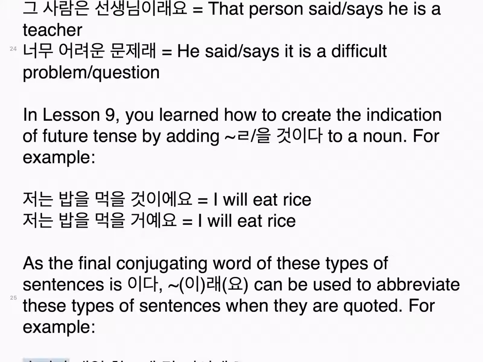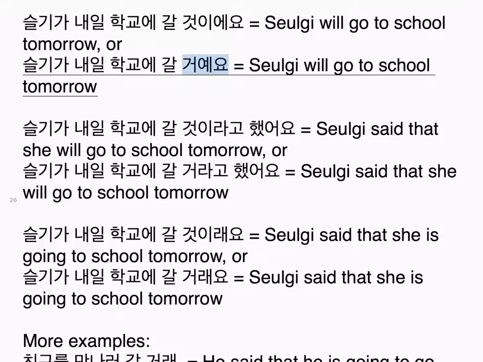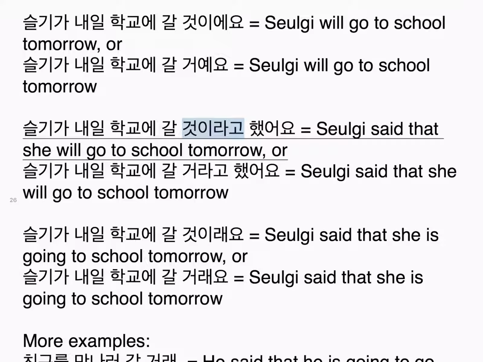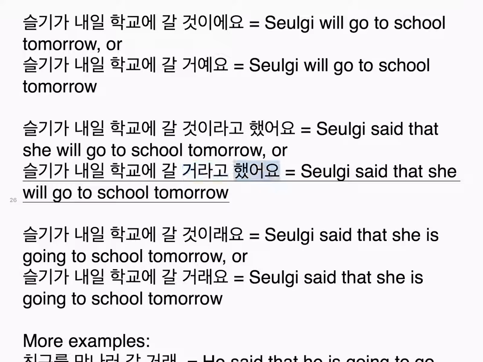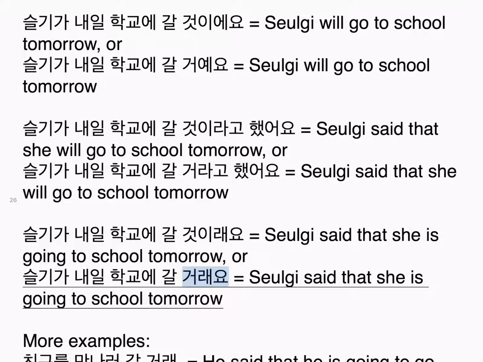For example, 슬기가 내일 학교에 갈 것이에요. Sulji will go to school tomorrow, or 슬기가 내일 학교에 갈 거예요. Sulji will go to school tomorrow. 슬기가 내일 학교에 갈 것이라고 했어요. Sulji said that she will go to school tomorrow, or 슬기가 내일 학교에 갈 거라고 했어요. Sulji said that she will go to school tomorrow. 슬기가 내일 학교에 갈 것이래요. Sulji said that she is going to school tomorrow, or 슬기가 내일 학교에 갈 거래요. Sulji said that she is going to school tomorrow.